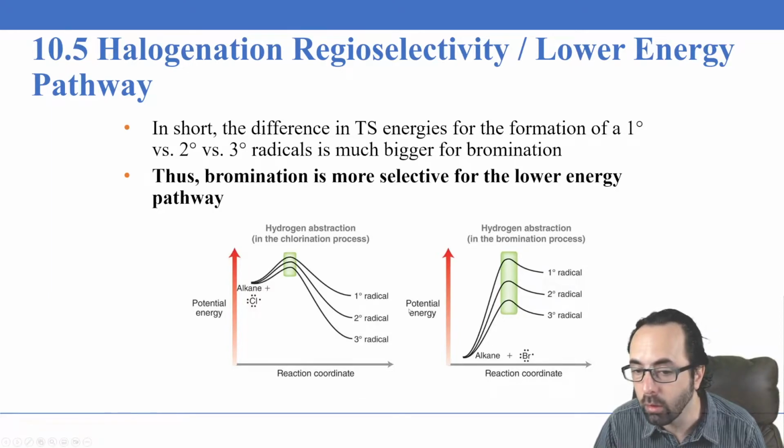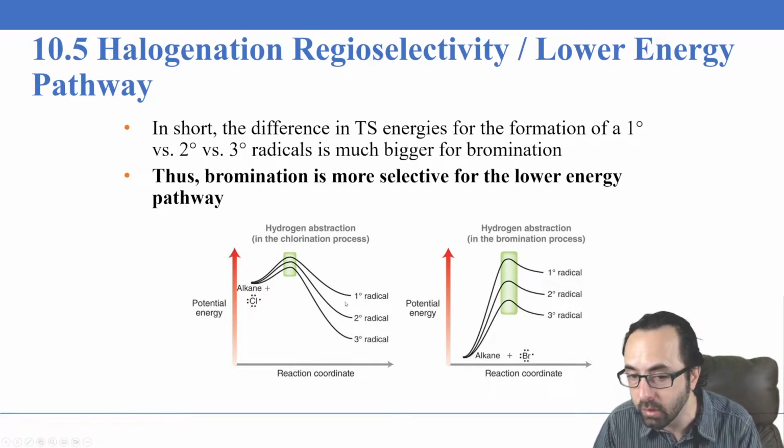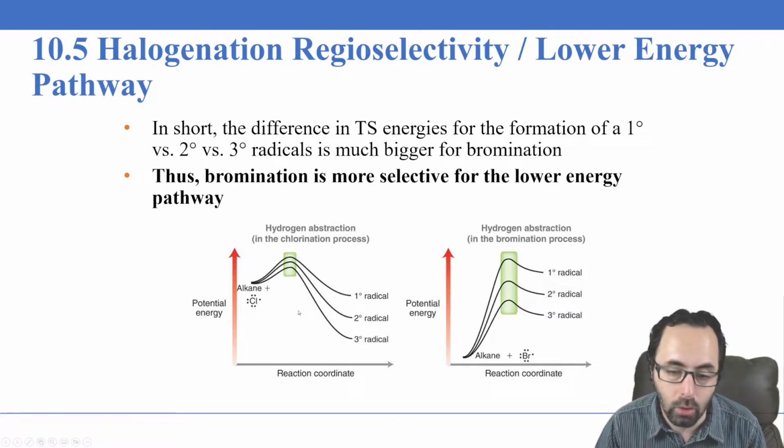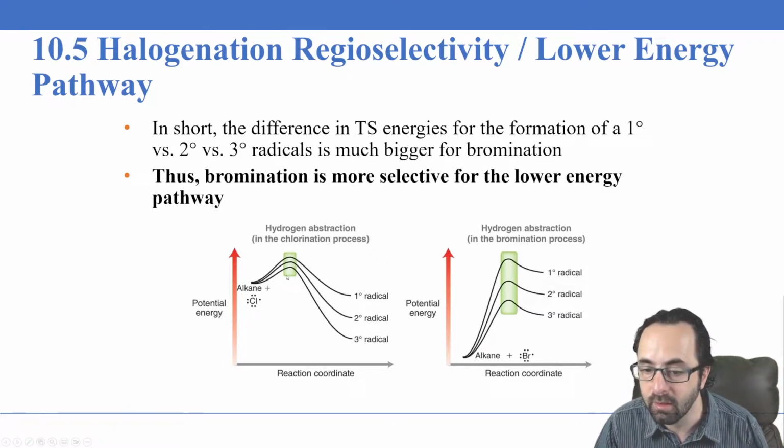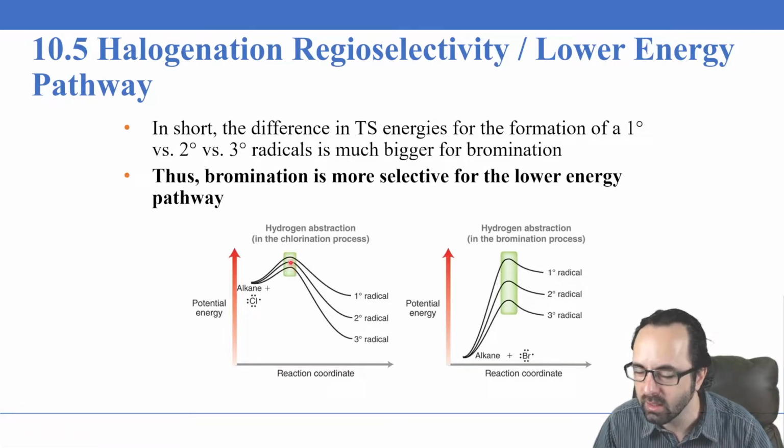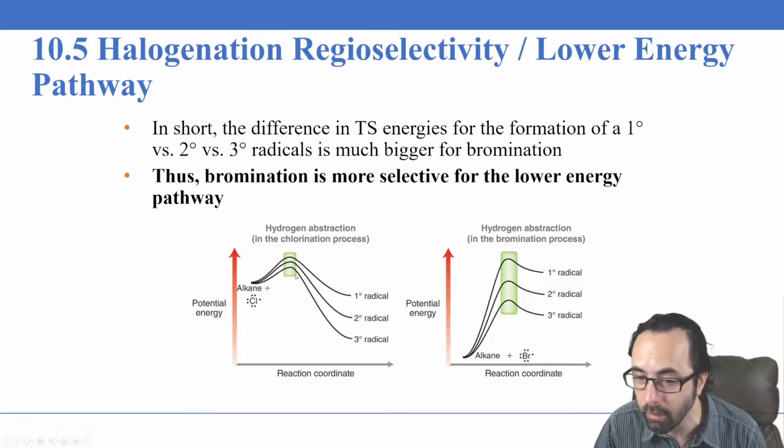So here's the overall energy diagram for the first hydrogen abstraction step for chlorine versus bromine. You can see that for a primary radical versus secondary versus tertiary, the activation energy is pretty close to the same. And so it's going to be a little faster to produce the tertiary radical than the secondary or the primary, but not by much. They're going to be competitive with one another.